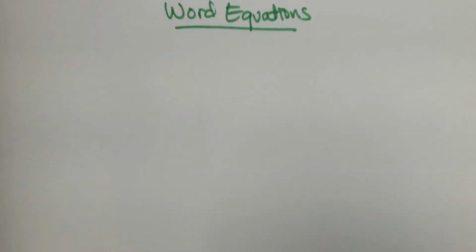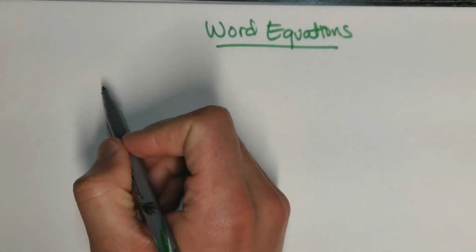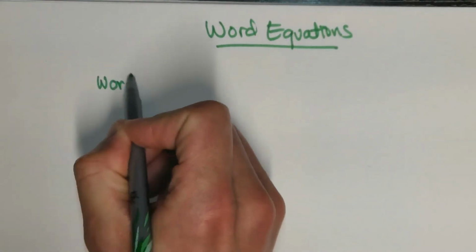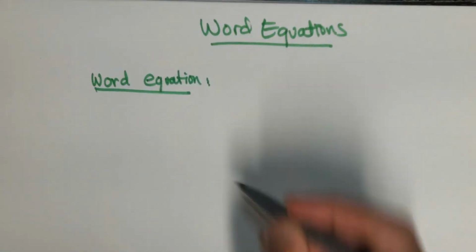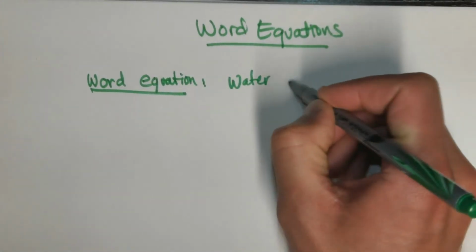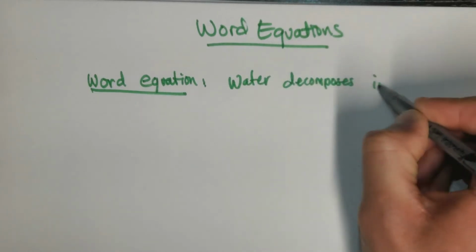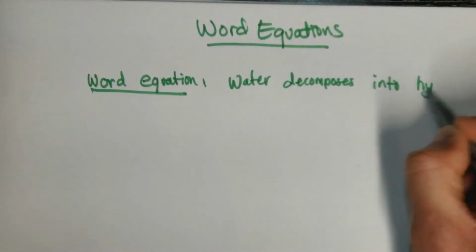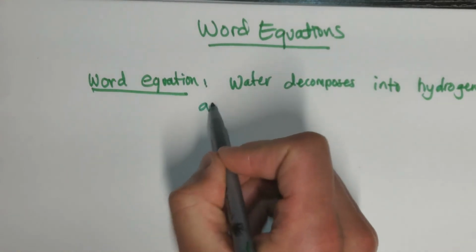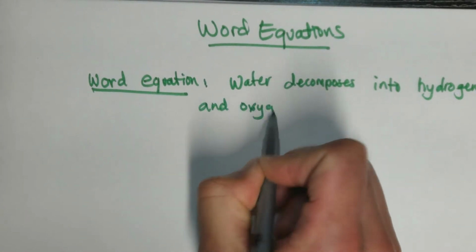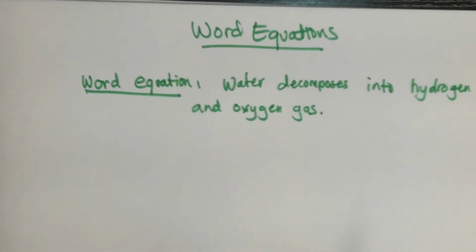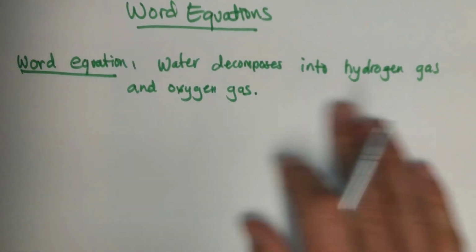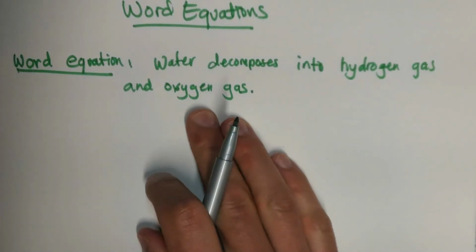Now I'd like to go ahead and write down what I did, okay? I'll write it down as a word equation. Water decomposes into hydrogen gas and oxygen gas. That's a simple word equation. Water decomposes into hydrogen gas and oxygen gas.